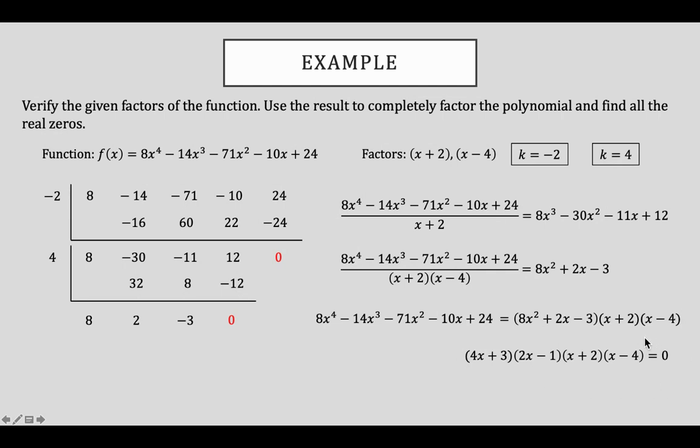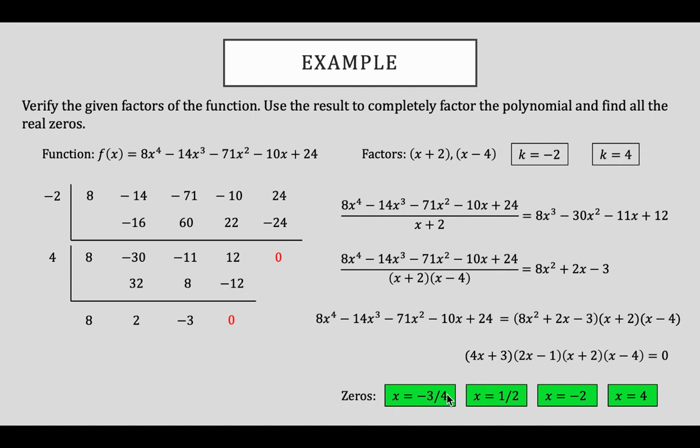And because we are finding the zeros, we set the equation equal to 0. And to solve, we just set each of the individual factors equal to 0. Setting each of the individual factors equal to 0 tells us our zeros are going to be x is equal to negative 3/4, x is equal to 1/2, x is equal to negative 2, and x is equal to 4. All right, and so there we have all the zeros of this really complicated quartic polynomial function.